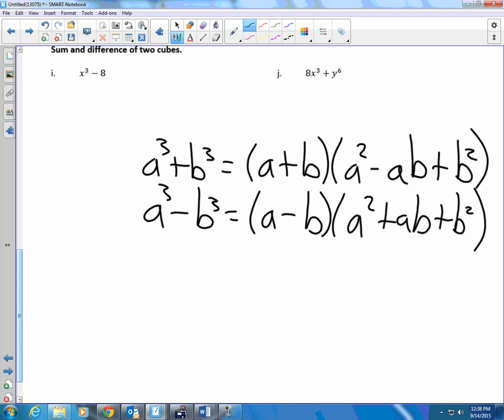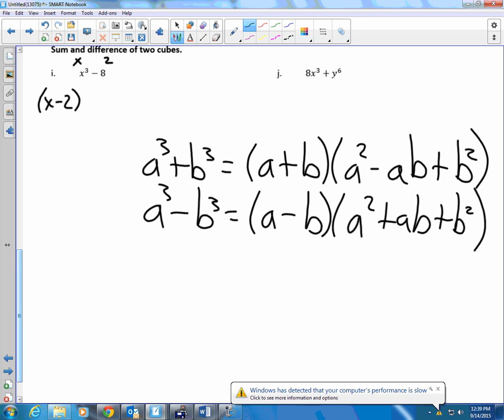Okay, so here's what I do. I identify what is A and I identify what is B. A is whatever you cube, and B is whatever you cube. What do you cube to get x to the third? X. What do you cube to get 8? 2. So this is the difference. So it starts off just like this looks. So it's going to be x minus 2. All right?